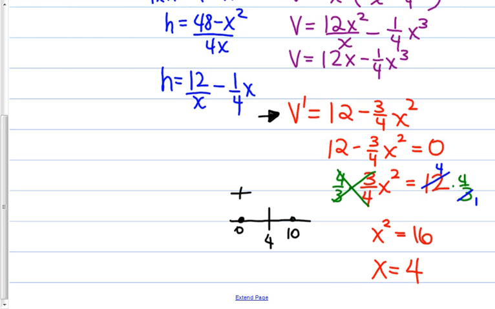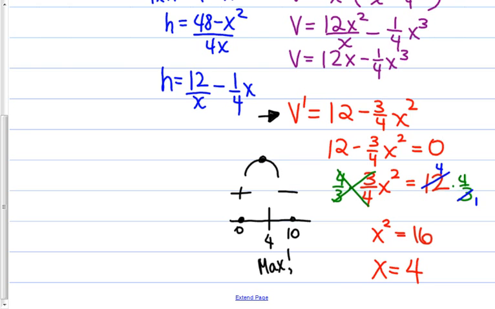I get 12 minus, let's see, 3/4 times 10 squared. 10 squared is 100, so it's 3 times 100. So 300 divided by 4, again, is 75. So 12 minus 75, definitely a really big negative number. This is a max. So we're good to go, because that's what we're supposed to do.